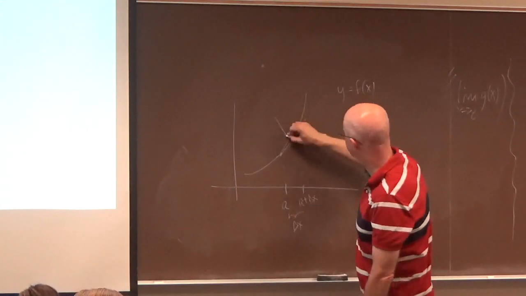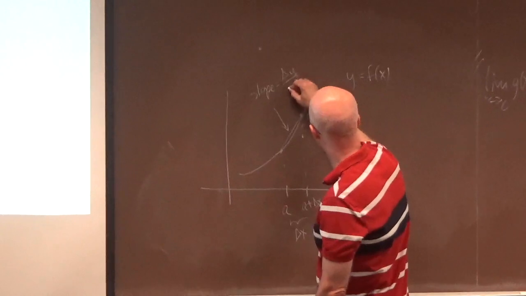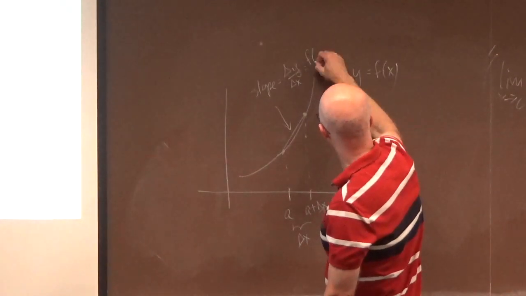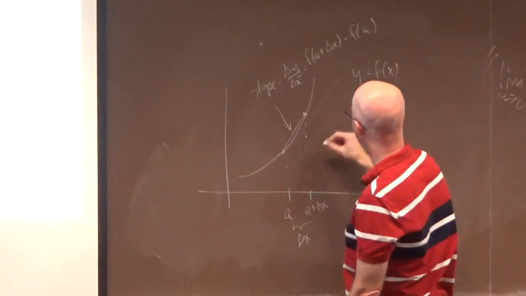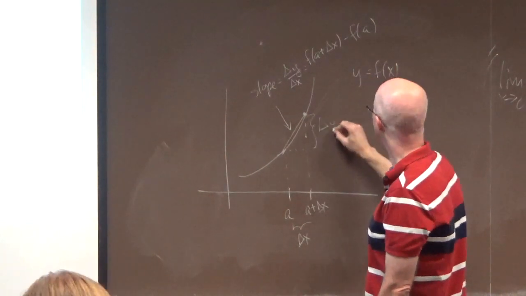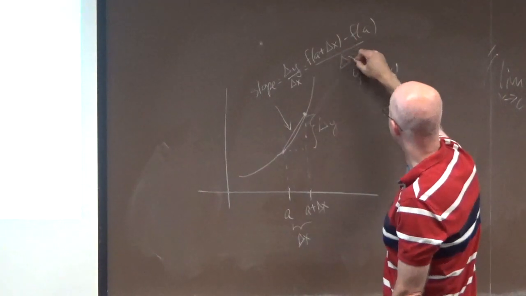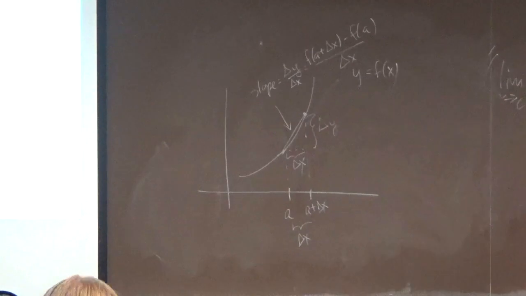The slope of that, delta y over delta x, f of a plus delta x minus f of a is the change in y. That's this vertical distance right there. It's change in y divided by the change in x. That's the horizontal distance right there. Rise over run.